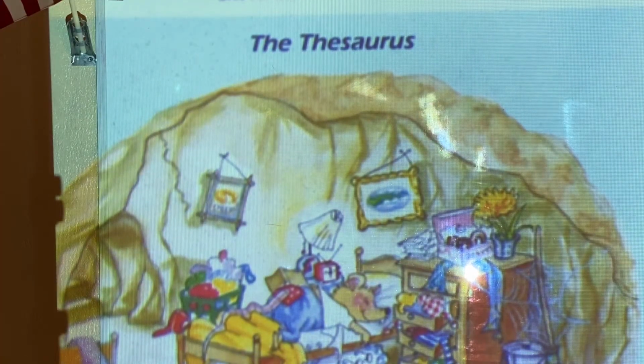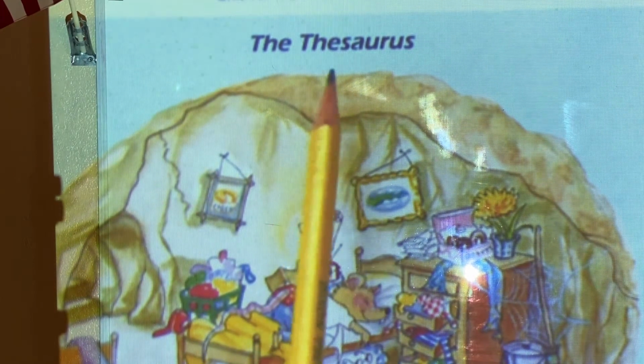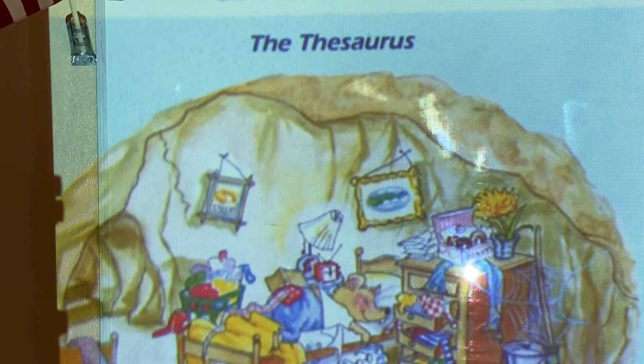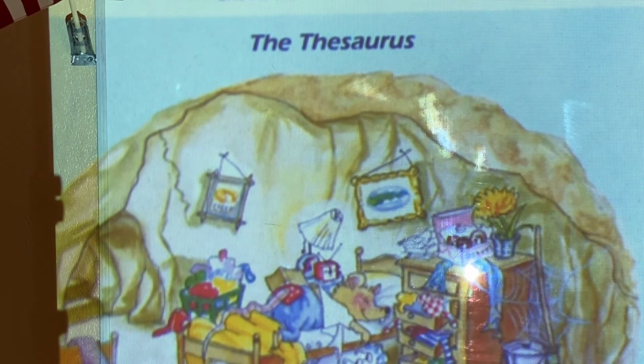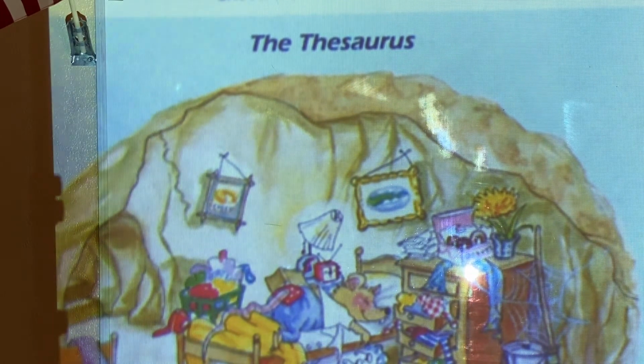Okay, so we're gonna start talking today about the thesaurus. Unlike a dictionary, the thesaurus is a book that is going to give you similar words that may mean the same as the word that you're looking for, or words that are opposites, that are antonyms of the words that you are looking for. It does not give you a definition of the word.